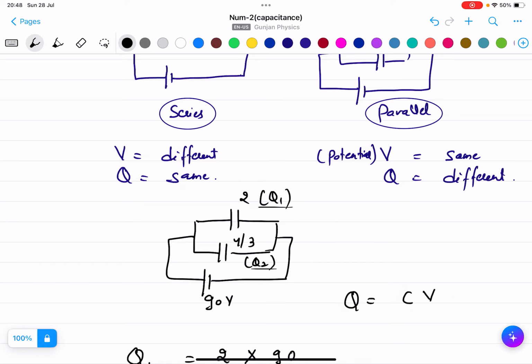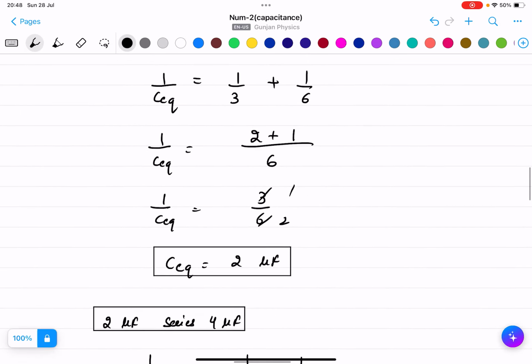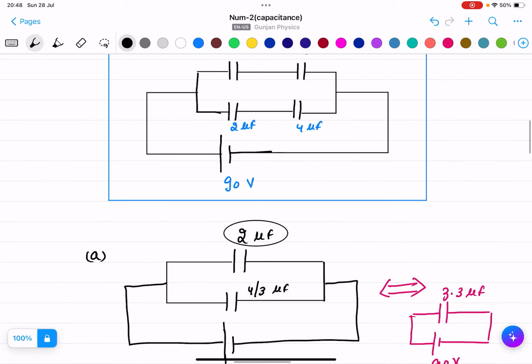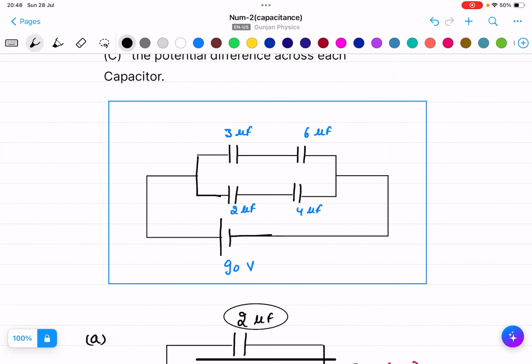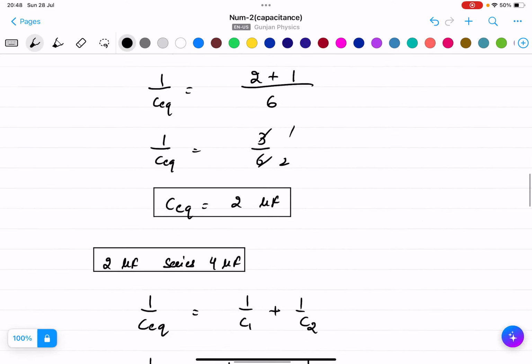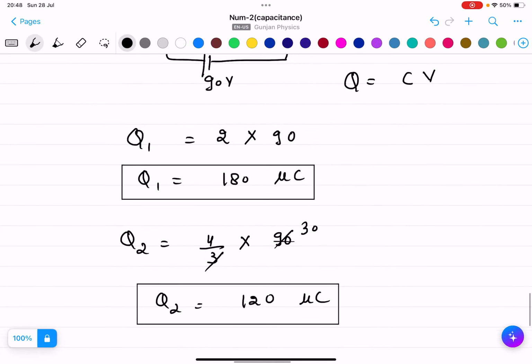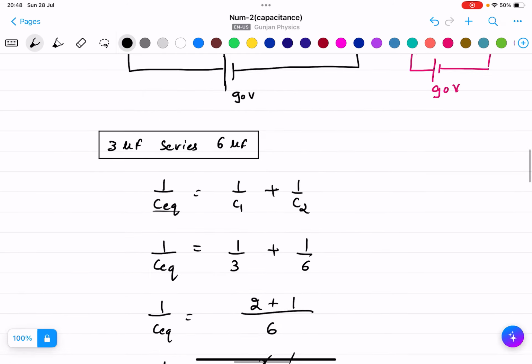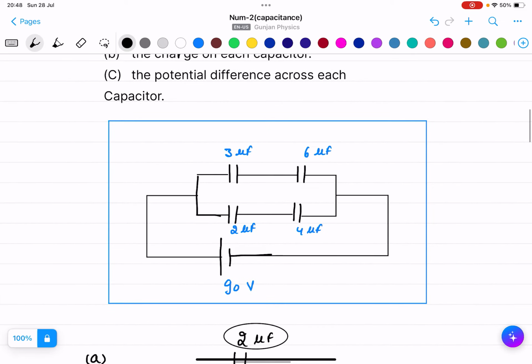Now you can see this 2 microfarad is the series combination of 3 microfarad and 6 microfarad. When 2 capacitors are in series, what happens? The charge is the same. So whatever the charge is, 180 microcoulomb will be the same across 3 and 6 microfarad.